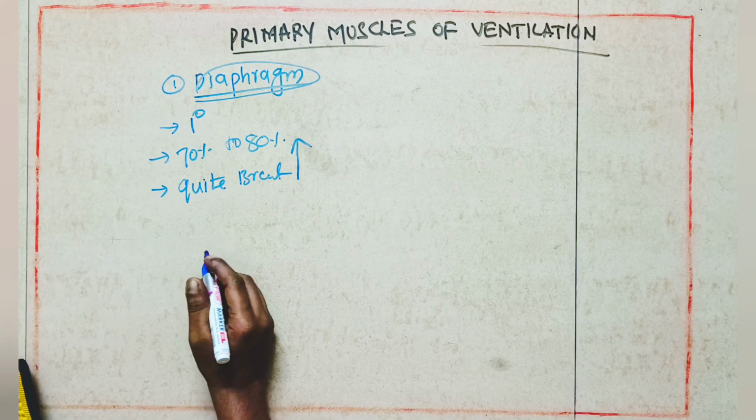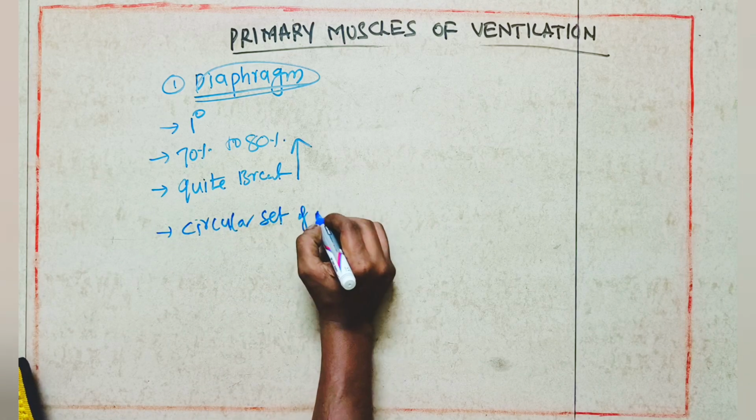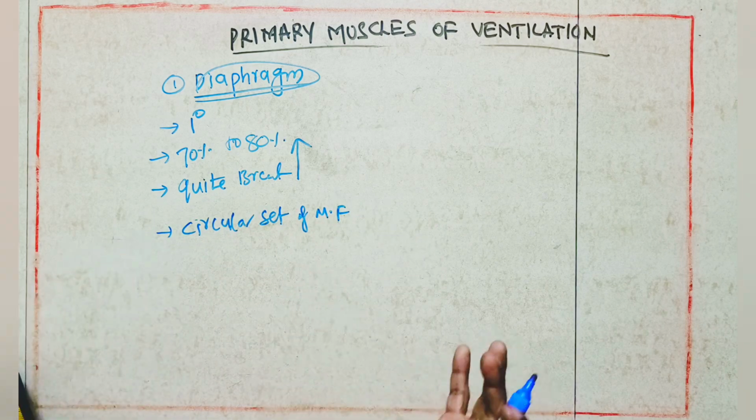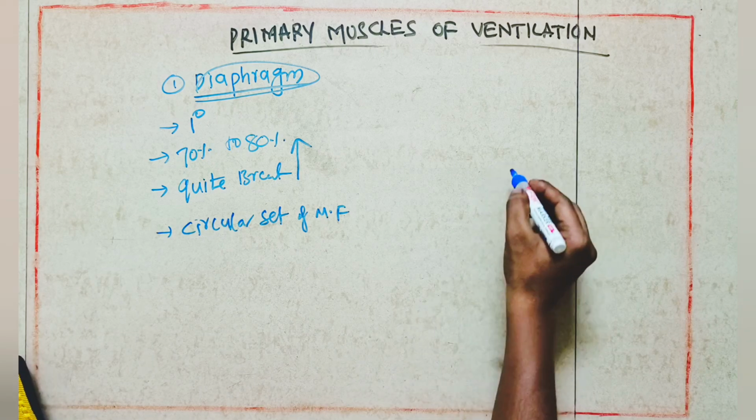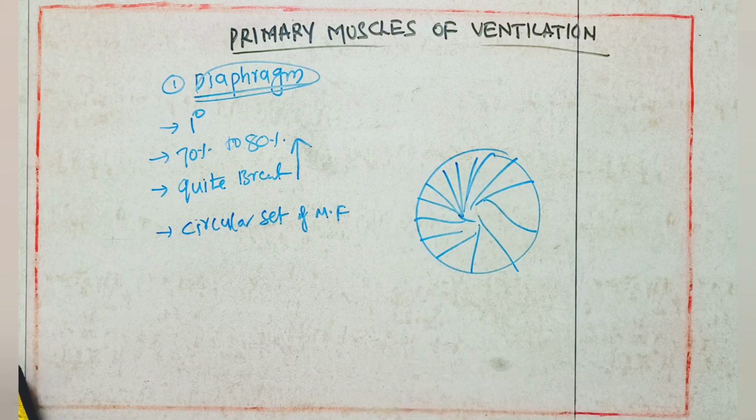The diaphragm is a circular set of muscle fibers. So it is not a single muscle fiber. It's like a circular set of muscle fibers. Suppose we take one circle, all the diaphragm muscle fibers will be like this. It is like a circular set of muscle fibers.